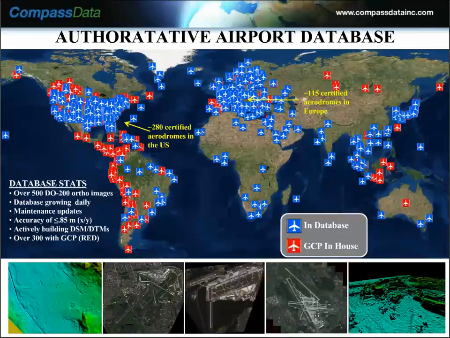So all we need to do is take imagery from the DigitalGlobe archive via our IP agreement and generate these certified ortho imagery. There's a lot of coverage in the U.S., Western Europe, Africa, and Asia, and it's growing daily as we're out collecting more airports for our current customers. And every single one of these has a DSM and DTM associated with it, based on the satellite stereo imagery that we're using.